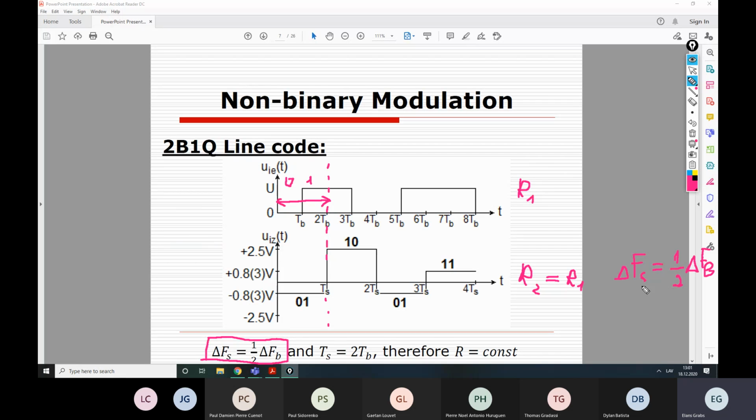So we would now have this delta F binary bandwidth, which can be graphically shown as some bandwidth in the frequency domain, for example here, right? That is this value. And now we have used this code to reduce the bandwidth without affecting the data rate, and effectively now we have this new bandwidth of delta F symbol.